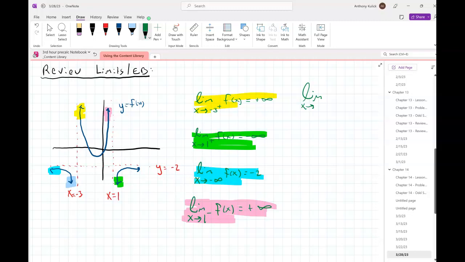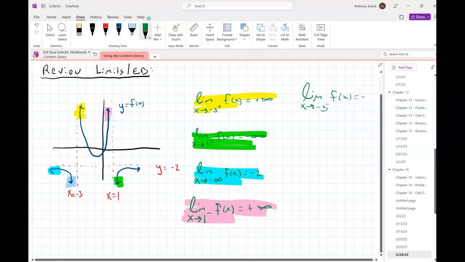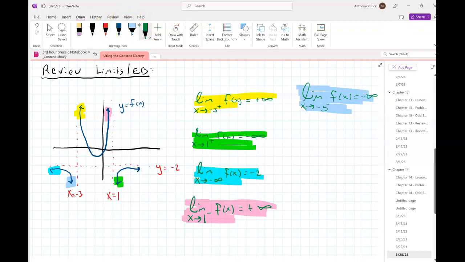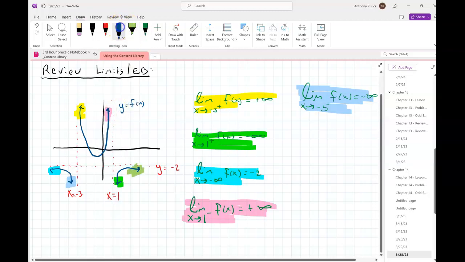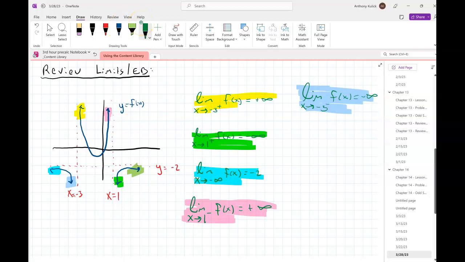How about that light blue one, or baby blue one? x approaches negative 3 minus, f of x. Yeah, that's it. How about this last baby puke green colored one? x approaches infinity, good. And then f of x equals negative 2. Great.